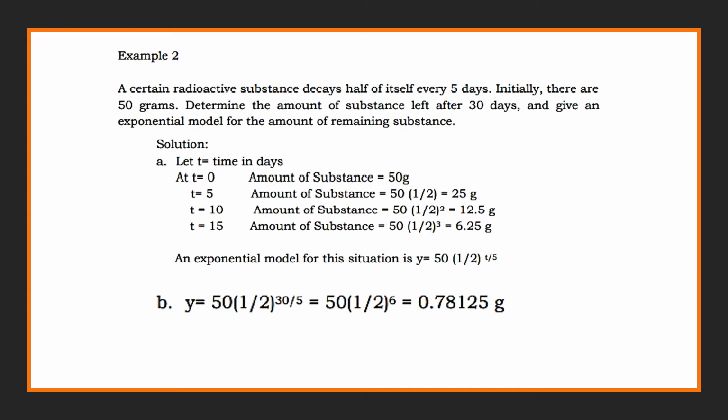So, take note class, this is an exponent. We can use our calculators. So, what does 1/2 raised to 6 mean? It should be 1/2 times 1/2 times 1/2 times 1/2 times 1/2 times 1/2. So, multiplying 1/2 6 times to itself. It should not be 50 times 1/2 times 6. That is different. It should be 1/2 raised to 6 first, then times 50. That will give you 0.78125 grams.